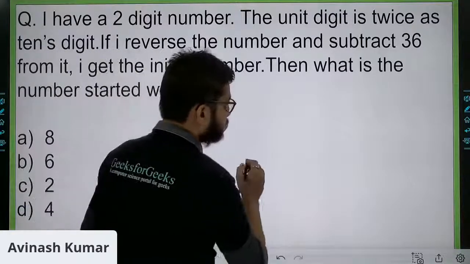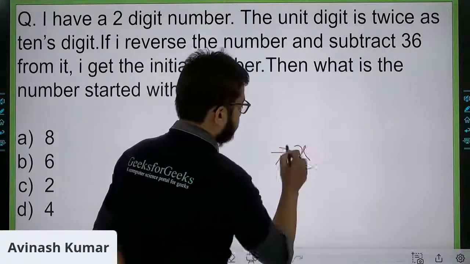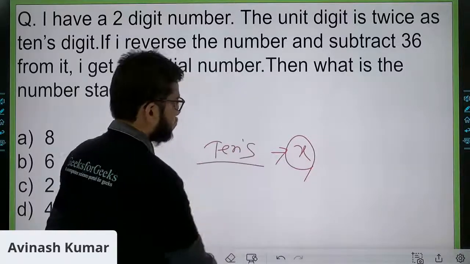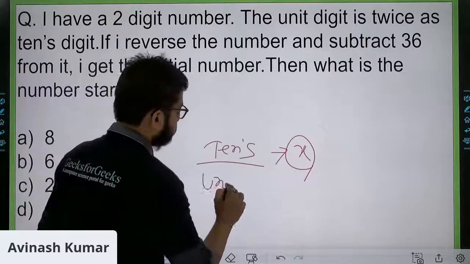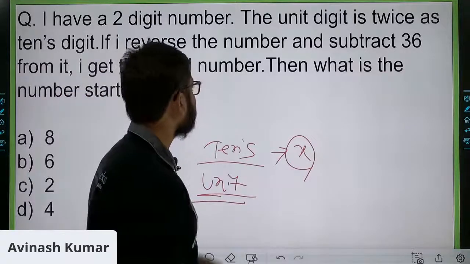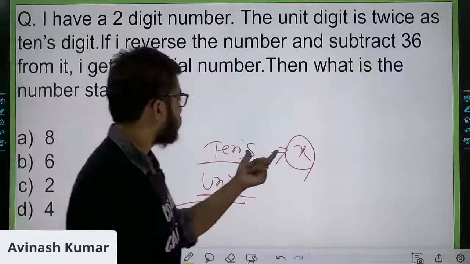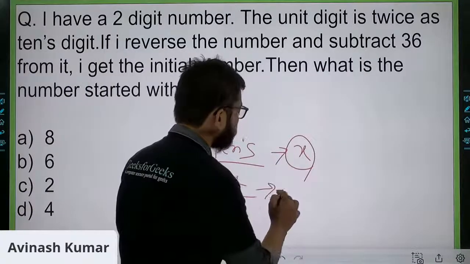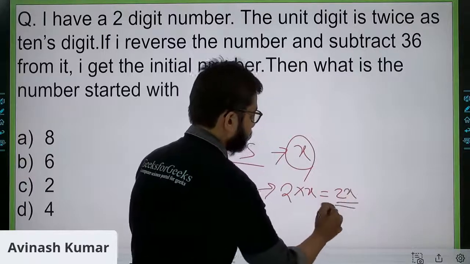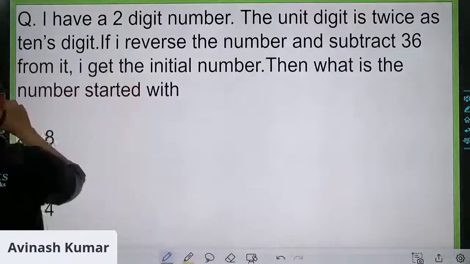Here I'm going to assume the tens digit. Let's assume the tens digit is x. So what will be the unit digit? Let me know what the unit digit is. As per the question, the unit digit is twice the tens digit. So if the tens digit is x, then the unit digit will be 2x. Okay, I'm just moving to another slide.